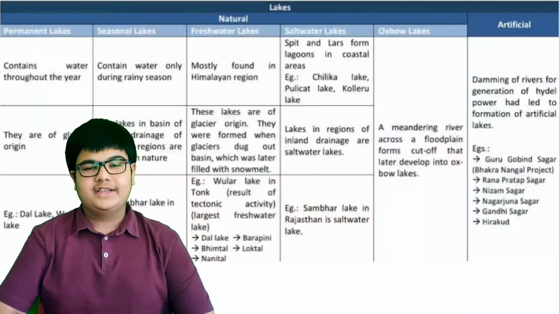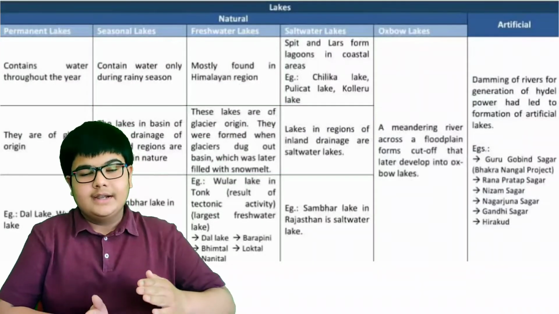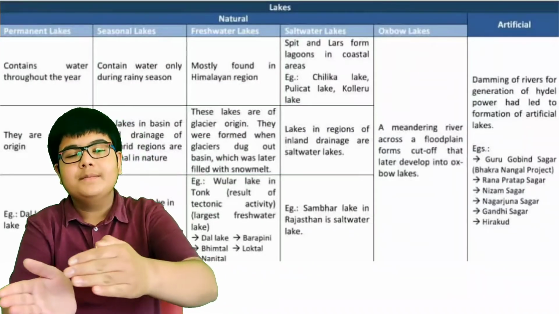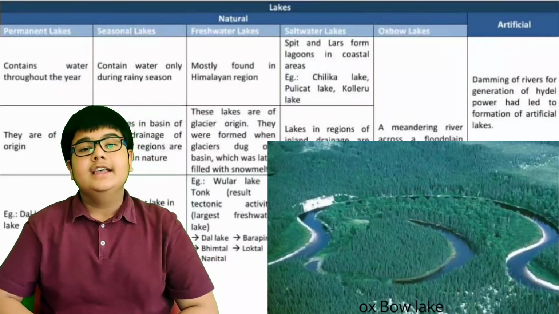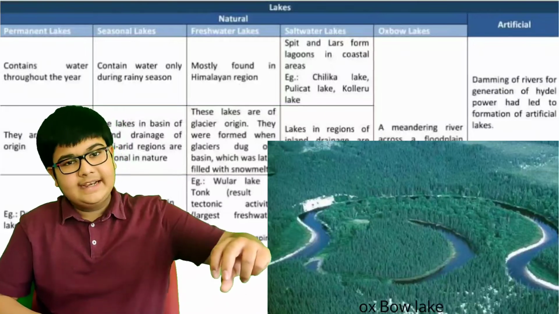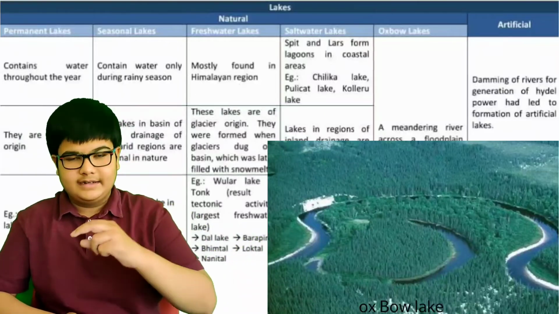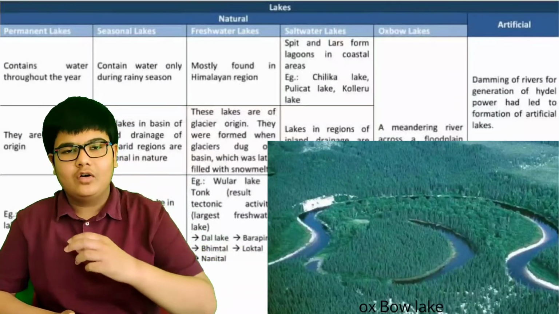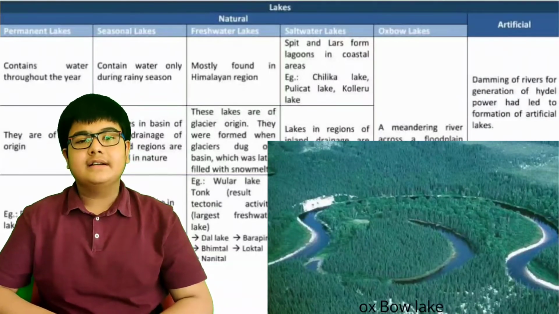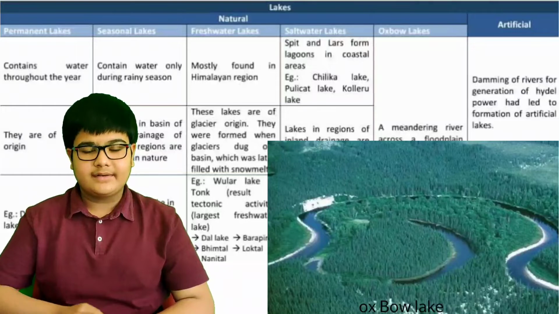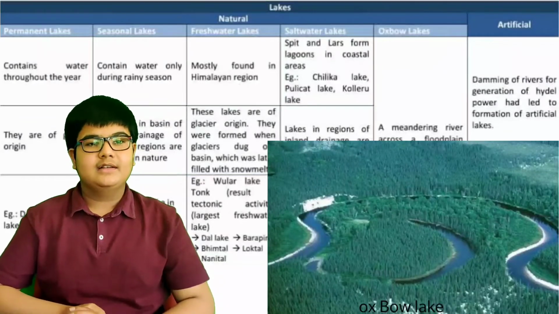Fifth, oxbow lakes. So when a river flows, it forms twists and turns. These are known as meanders. So when the meander gets very deep, then a lot of silt accumulates on its sides, and sometimes this meander gets cut off from the main river, forming an oxbow lake.